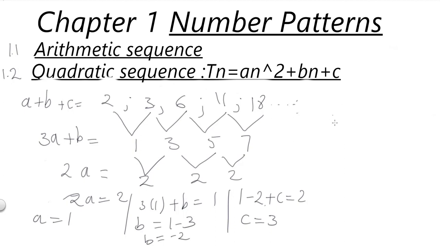So therefore we have Tn equal to 1n squared, which means n squared minus 2n plus 3. So there is your general term.